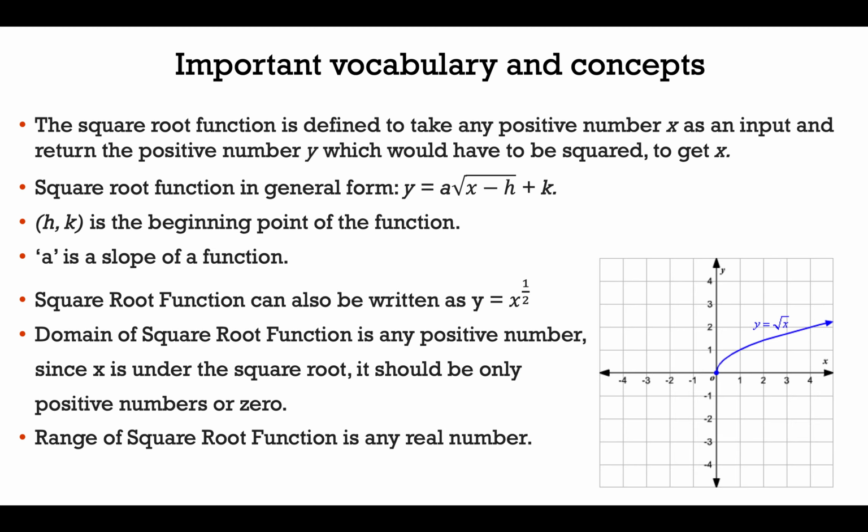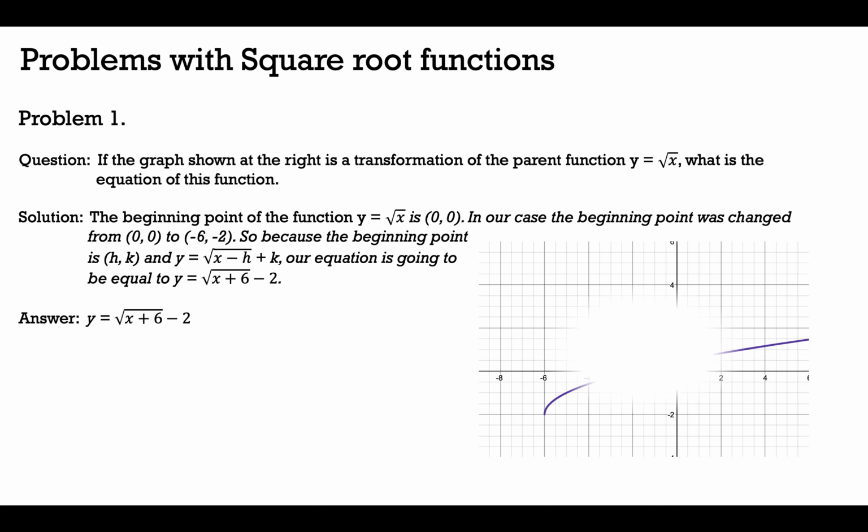So after talking about the important vocabulary and concepts, some basic information for the square root function, let's go right into some questions as examples and let's see how we're going to solve them. So these are the problems with square root functions. This is problem 1 and the question is: if the graph shown on the right is a transformation of the parent function y equals square root x, what is the equation of this function?